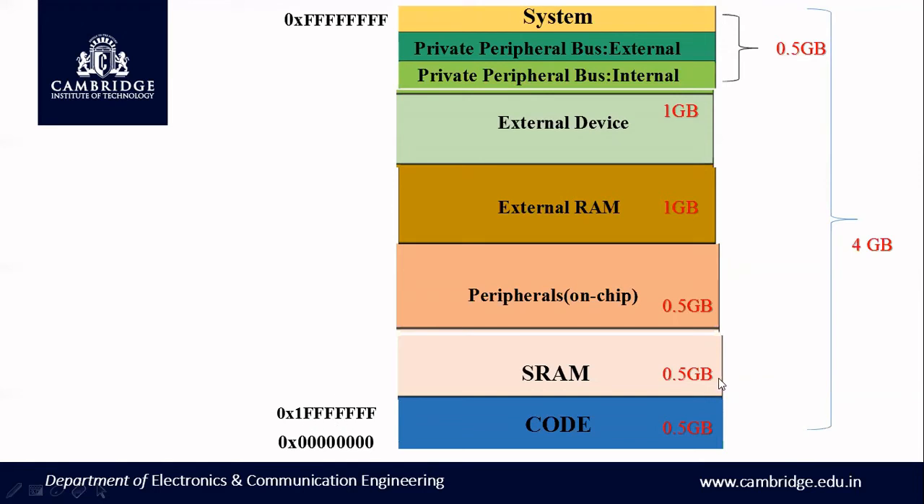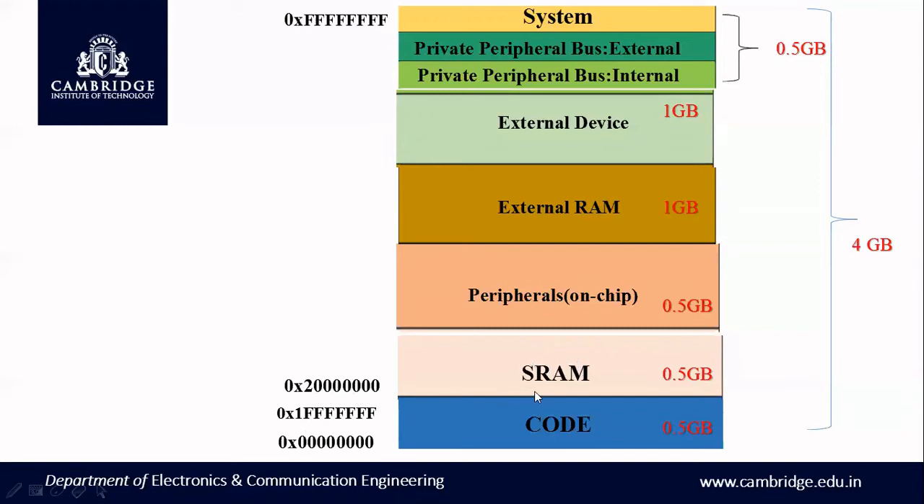Before I proceed, let me repeat. For 1 GB, you need to add 3 followed by 7 Fs. For 0.5 GB, you have to add 1 followed by 7 Fs. And for 32 MB, which we would require in case of the bit-band alias regions of SRAM, it is 0, 1 followed by 6 Fs. So for 0.5 GB, 1 followed by 7 Fs. The next address is 2 followed by 7 zeros.